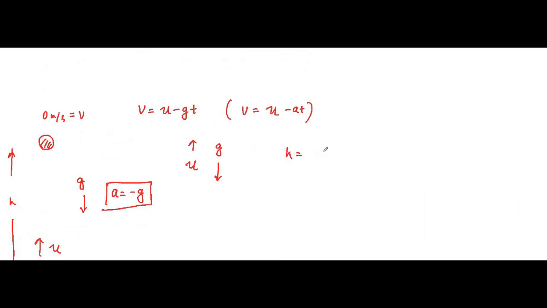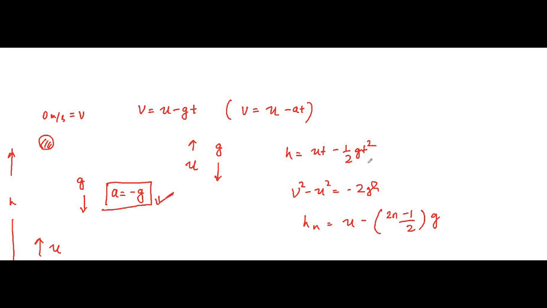Then h is equal to ut minus half gt square, which is coming from s is equal to ut plus or minus half at square. Then h is equal to u plus v by 2 into t. Then v square minus u square is equal to minus 2gh. Then hn is equal to u minus 2n minus 1 by 2 into g. So all these equations are derived using the same method. Here simply we have replaced a with minus g in the standard equations of motion.